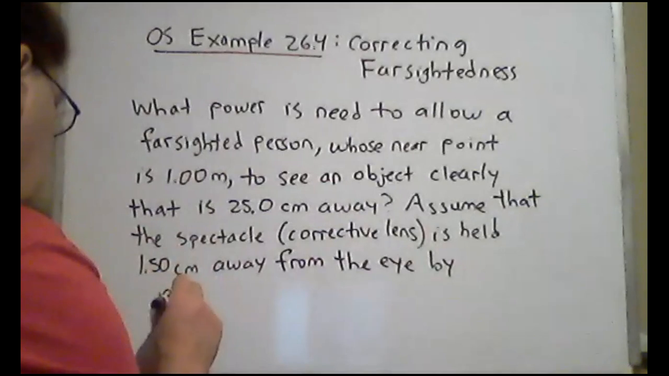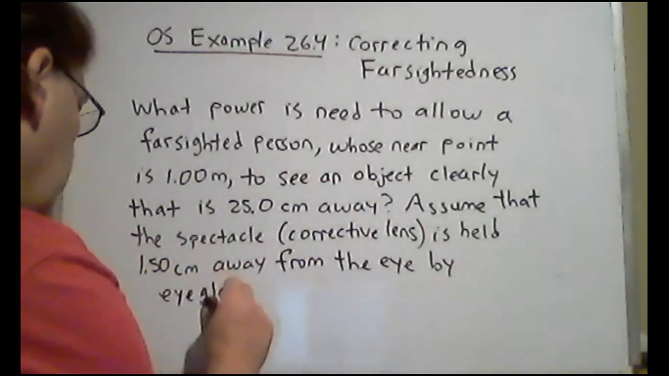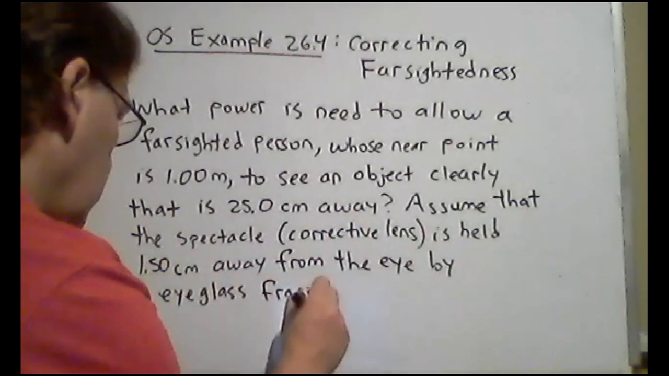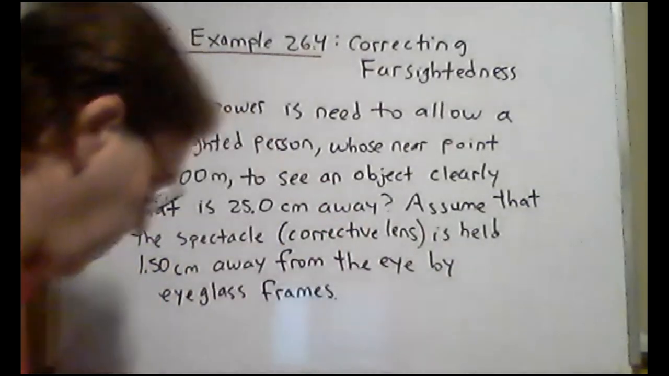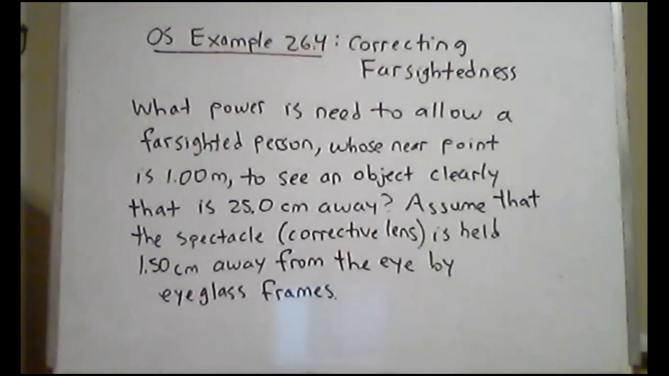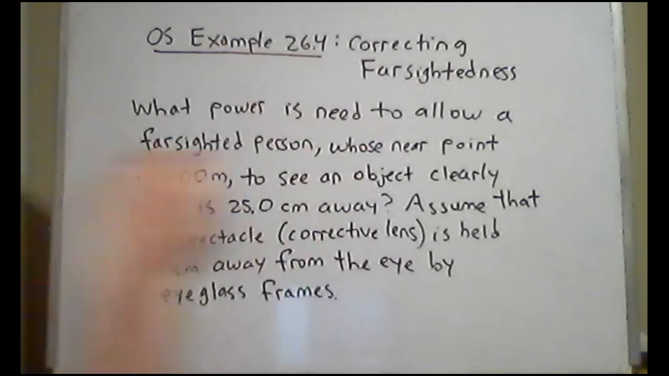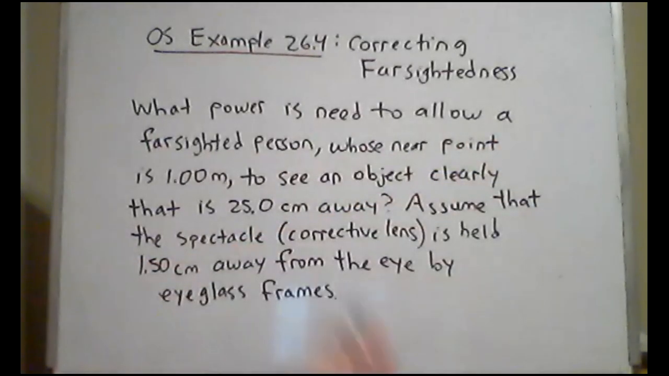All right, so let's look at the same thing we talked about last time. Okay, so read that again. What power is needed to allow a far-sighted person whose near point is 1.0 meters to see an object clearly that is 25 centimeters away. Okay, so your problem now is they can't see close objects. You can see far away, but you can't see close. So the closest object you can see is a meter. So you need to try to get that corrected. Assume that the spectacle or corrective lens is held 1.50 centimeters away from the eye by eyeglass frames.